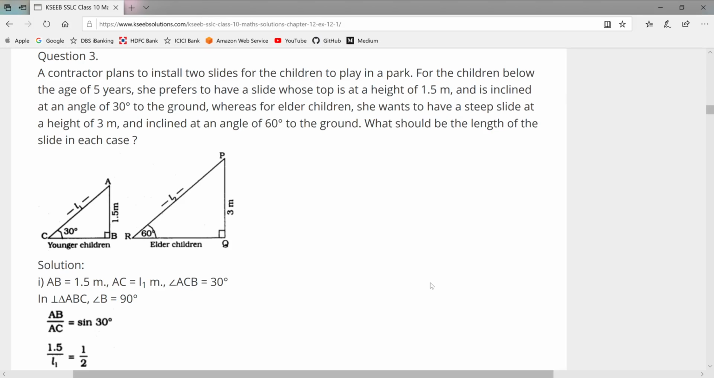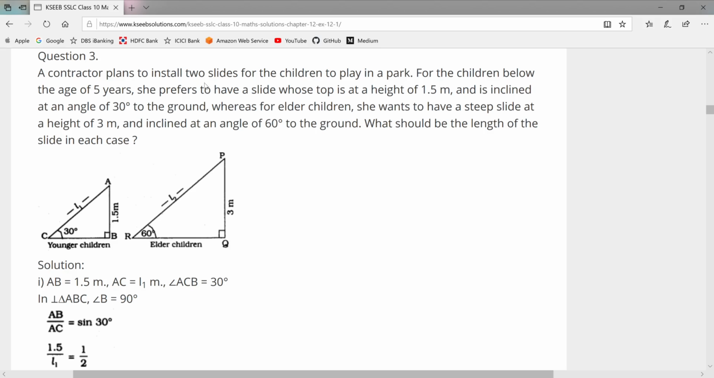Hello everyone. In the last session, we went through questions 1 and 2 in Exercise 12.1, that is, applications of trigonometry. Today we'll move on to question number 3. Check question number 3 here.